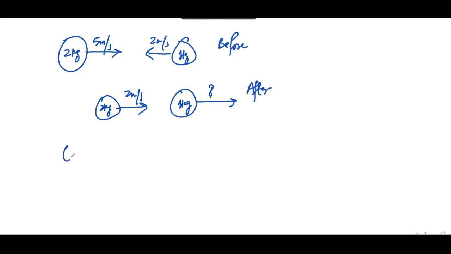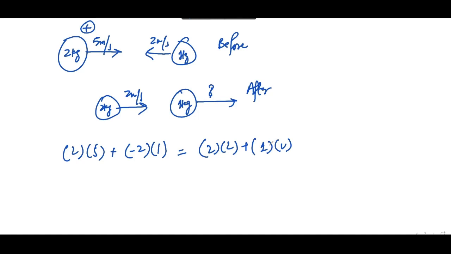So the before case would be 2 into 5 plus 2 into minus 1, not minus 1, negative 2, because it's moving in the left direction, and 1 kg will be the mass, equals to, now since I have the data of one system, I will write it as this one. So I have considered all the rightward direction to be positive. So this becomes 2 into 2 plus 1 into V.